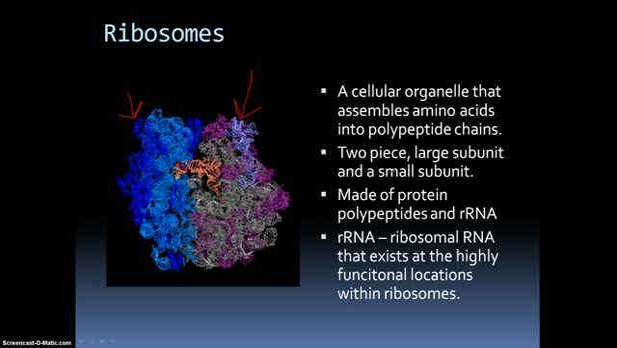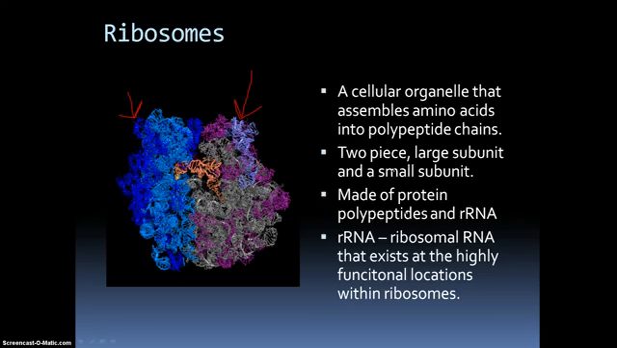Ribosomes are made of protein themselves. That gives us a little chicken and an egg problem, but we'll talk about that later on. Ribosomes are made of proteins themselves, and they are also made of a substance called rRNA, or ribosomal RNA. Now, ribosomal RNA actually exists inside the ribosome at places where the ribosome performs its function. It's actually a very integral component to the process of protein synthesis.